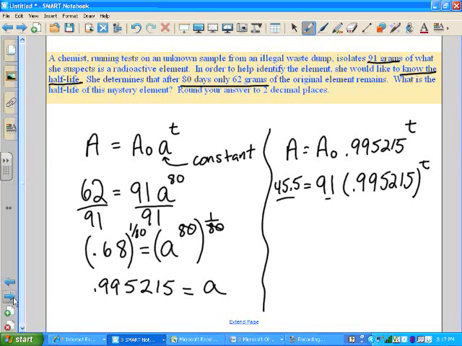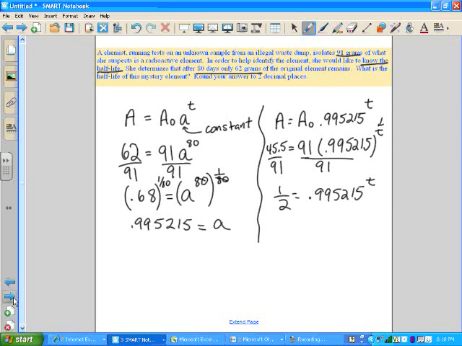Now, when I solve this equation, I notice this is an exponential equation because the exponent is missing. I've got to isolate the base and then take a log of both sides. So I'm going to divide both sides by 91. And now, since I'm finding half-life, this 45.5 over 91, or whatever this is on the left side here, is always just going to reduce down to a half. So really and truly, you could shortcut to this step right here. I could actually have started that equation from that point with that constant.